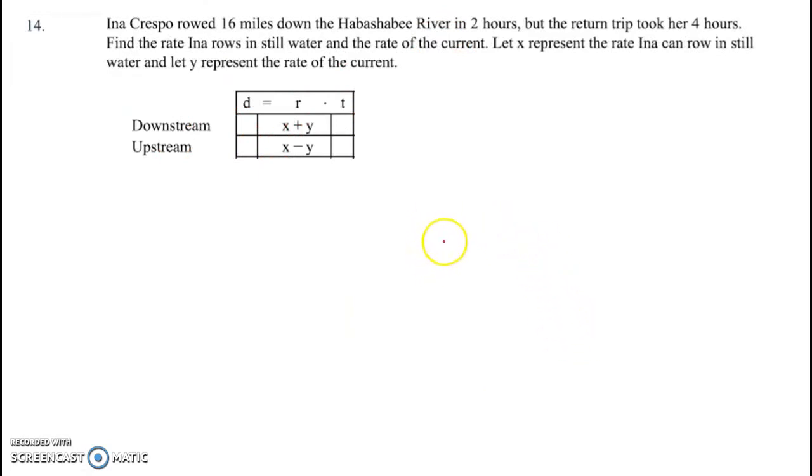All right, number 14. Ina rode 16 miles down the Habashabi River in 2 hours. I hope I didn't kill that name. She rode downriver in 2 hours. That means the stream is flowing that way. If she's rowing downriver and she went from here to here, which looks like it was 16 miles, that was 16 miles. And it took her 2 hours to row down the river.